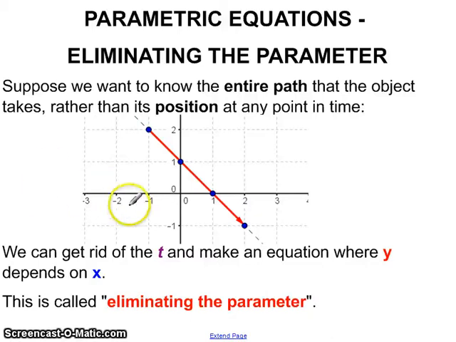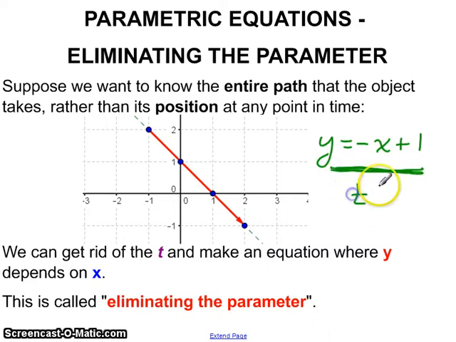So now that we've plotted this pathway using parametric equations, t equals 0, t equals 1, t equals 2, t equals 3 perhaps, how can we describe the path itself in terms of x and y? In other words, for this particular path, we would be looking for something like y equals negative x plus 1, y-intercept of 1, slope of negative 1, the familiar slope-intercept form. You notice that t is not in here at all.